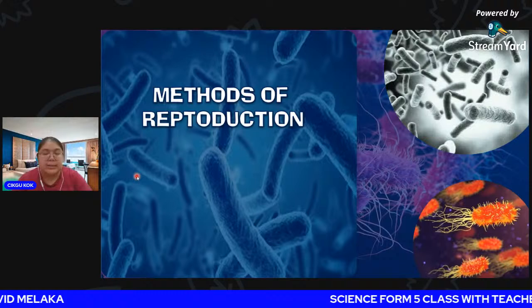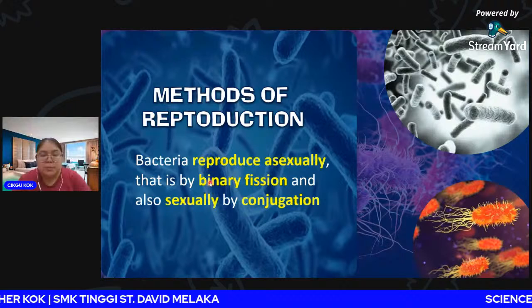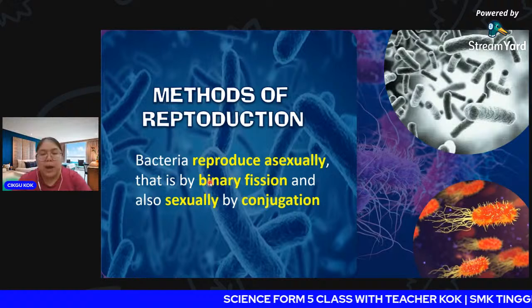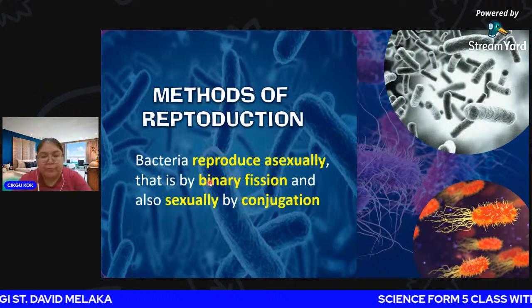Okay, so bacteria reproduce asexually by binary fission. Remember the binary fission? Binary fission means they split, okay? Just like mitosis. That means when starting with a parent, the parent will split. After that, the daughter comes out the same as, exactly what, the parent has. So this is called binary fission. Their genetics never change.